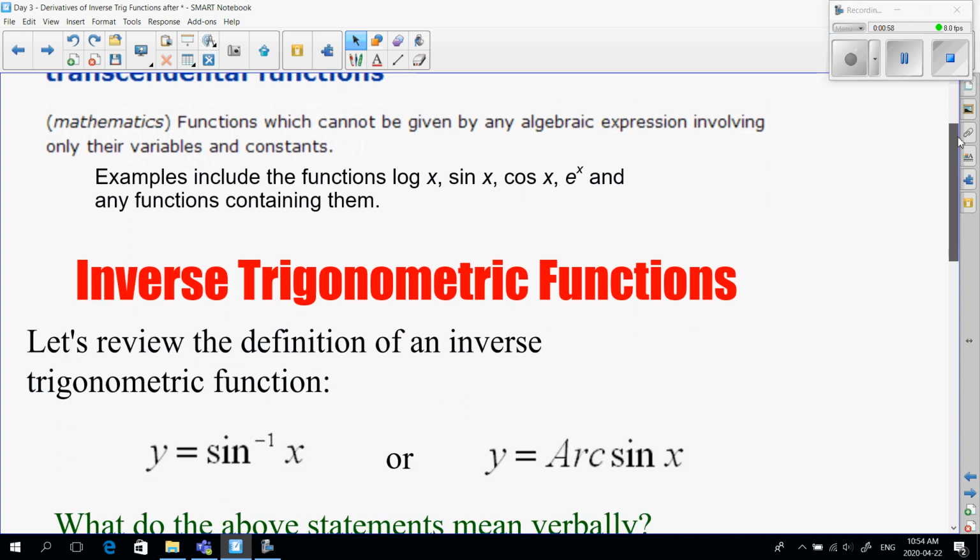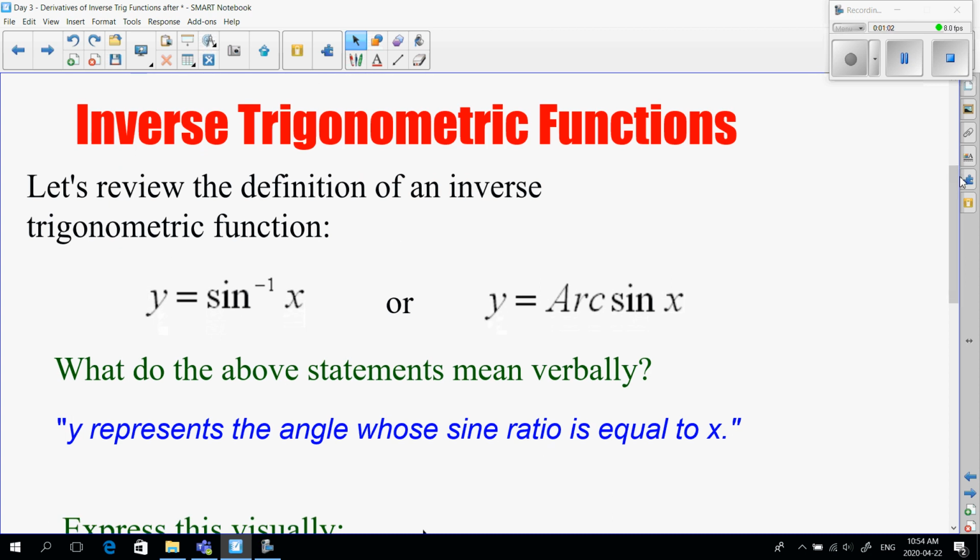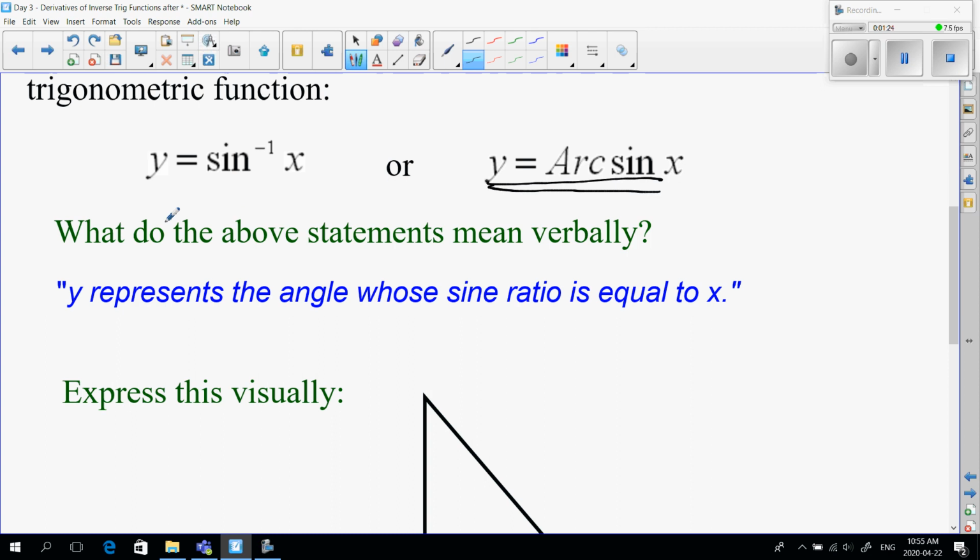Well, this is the notation of an inverse trig function. y equals inverse sine x, which can also be written as y equals arc sine x. So when you see arc sine, arc cos, arc tan, whatever the trig ratio, if it has arc in front of it, we're talking about an inverse trig ratio. What does that mean? It says y represents the angle whose sine ratio is equal to x.